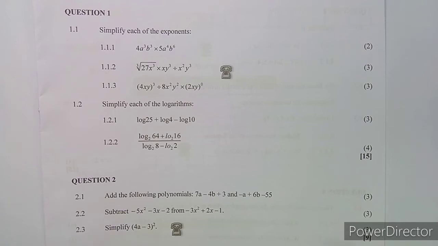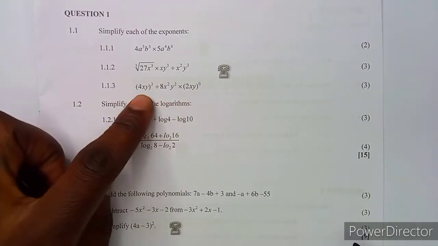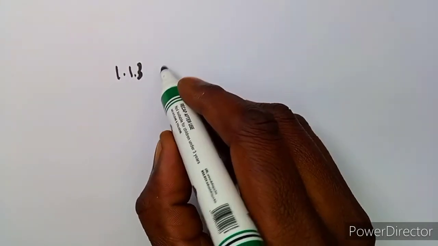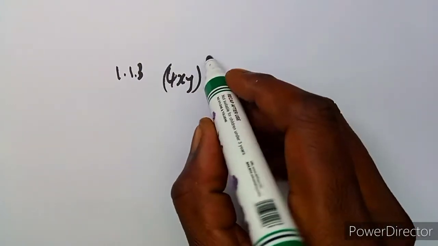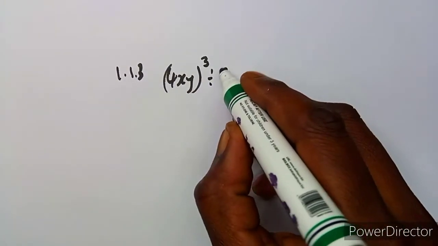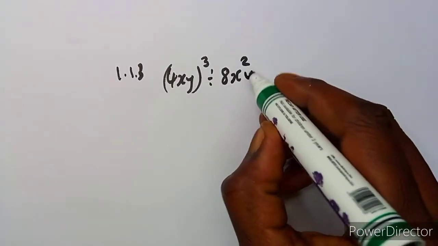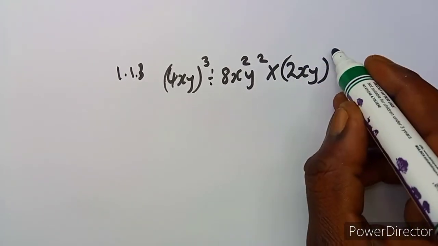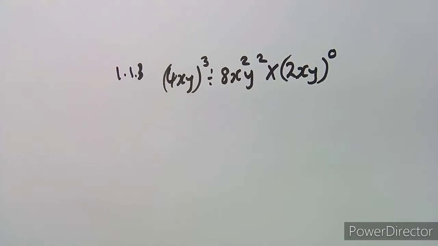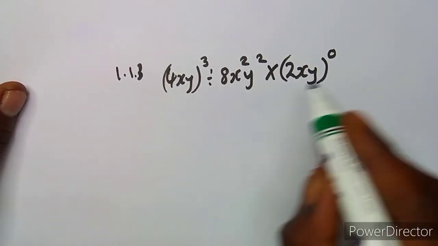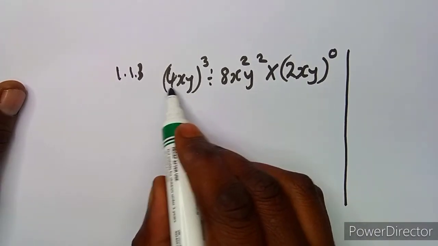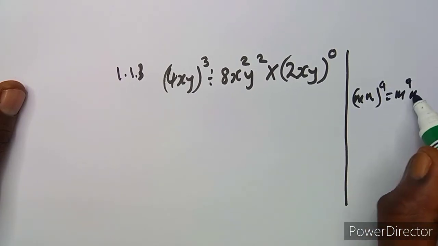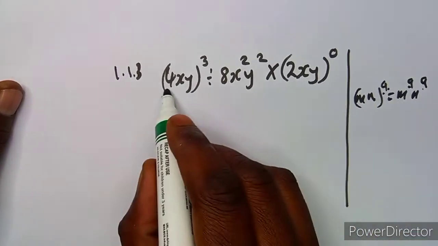All right. On 1.13, we were asked to simplify again, and this is the expression that we are given. We are given 4x y to the exponent of 3, which is divided by 8x squared y squared, like this, then multiplied by 2xy to the exponent of 0, like that. Okay, so let's not waste much time. Just like I was explaining, when you are given a bracket like this, the exponent will affect everything inside the bracket.